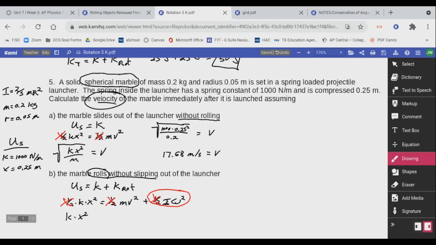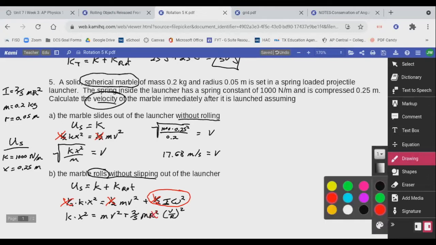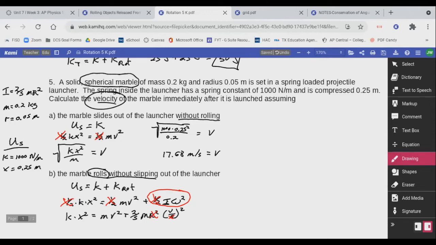K times X squared is equal to mv squared plus, the I is 2/5, right? Yes. So mr squared times (V over R) squared. And this R squared, we'll get rid of that R squared. Essentially what I have is kx squared equal to mv squared plus 2/5 mv squared. Once the r's cancel out, I have 1 mv squared plus 2/5 mv squared.